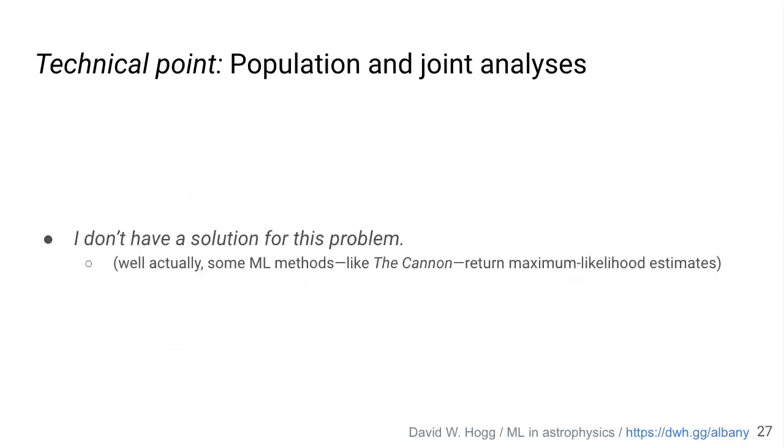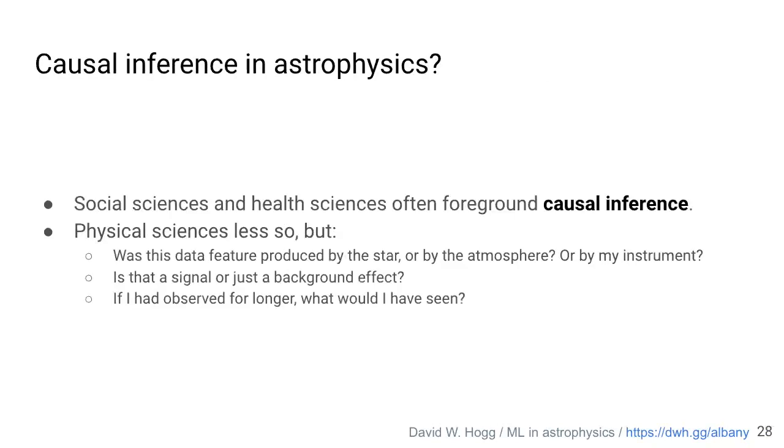Again, I have no solution for this problem. I think this problem is deep and problematic. There are some methods, actually the Canon that I showed is a maximum likelihood method. There are some machine learning methods that are maximum likelihood, but they're unusual. There are some frequentist hierarchical things that are machine learning methods, but they're maximum likelihood.